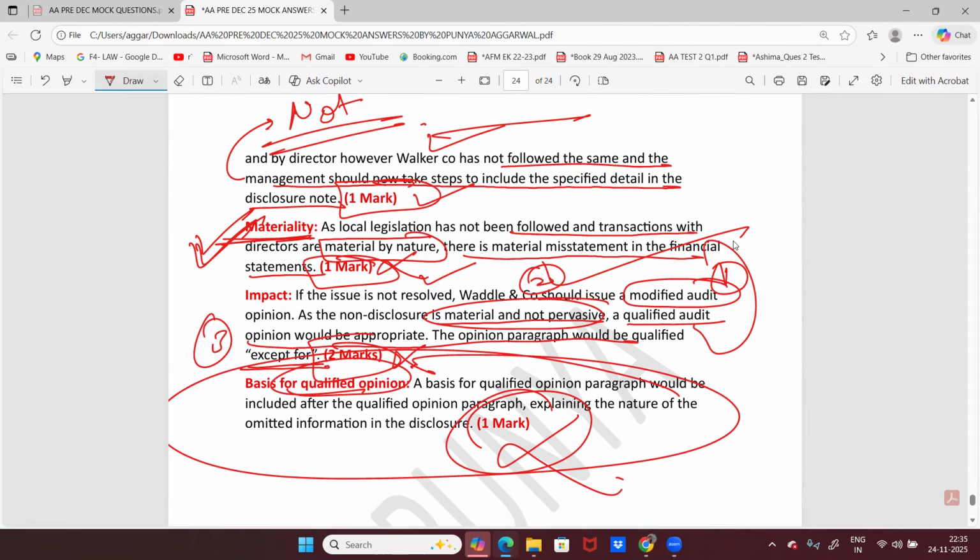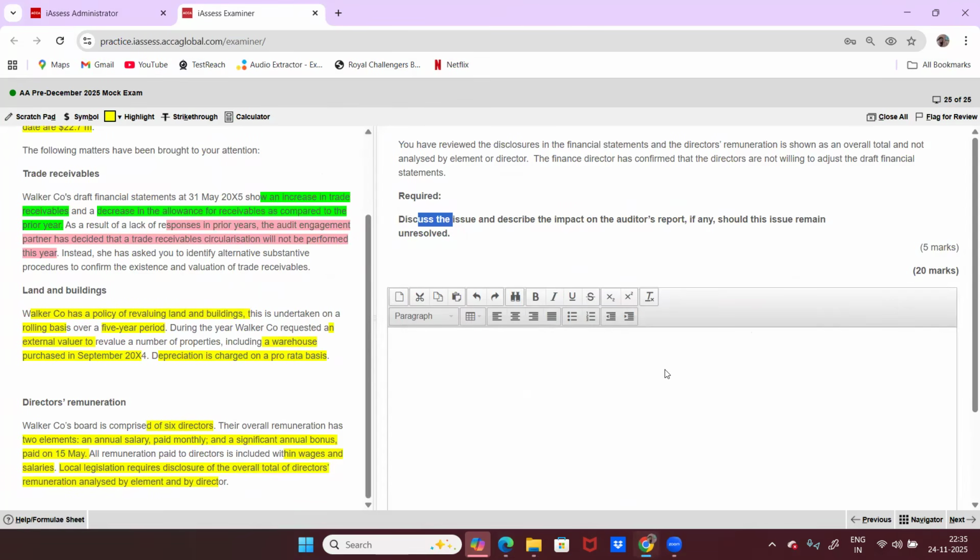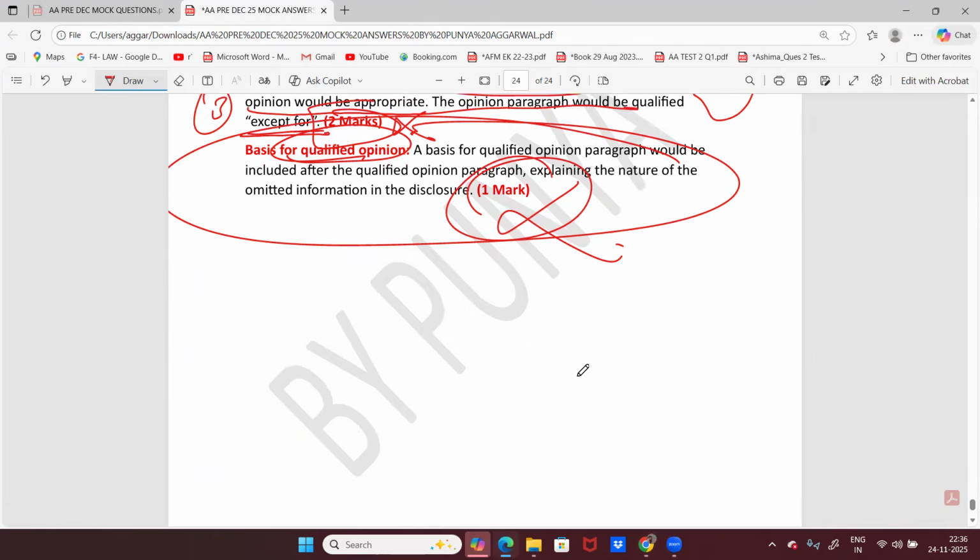So I hope the formatting you have understood. You have understood presentation. You have understood how to write the answers. You have understood how to write the substantive procedures also. Please let me know in case you face any doubts, any questions, and all the very best for your December 25 attempt. Just do your hard work, no shortcuts. You still have a lot of time to prepare for the exam.